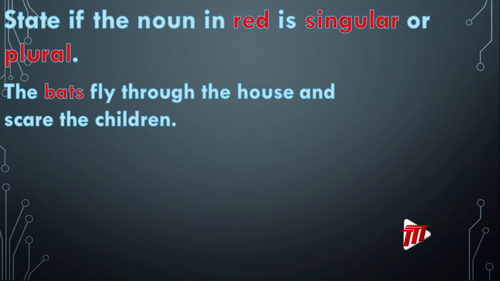So are they talking about one? Are they talking about many? If you read it through and think about it, you'll realize that what they are talking about there is more than one bat. So it would have to be plural. So hopefully you got that answer. If they were saying the bat flew through the house and scared the children, then they would be talking about one singular bat. But in this case, it's more than one, so it's plural.